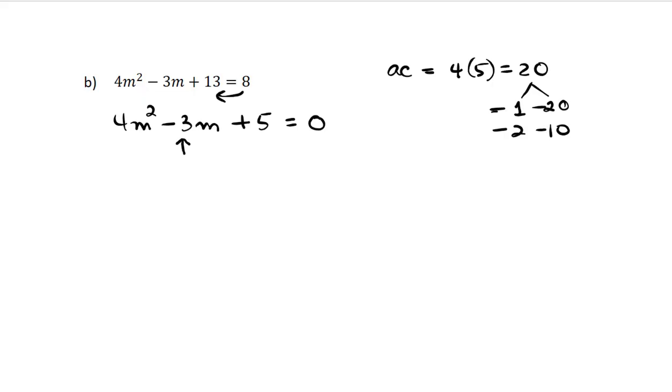Now, in order to get a sum that's a negative value, both these factors must be negative, because two negatives give us a positive product, but the sum of two negative numbers is going to give us a negative value. So our next pair would be -4 and -5. But again, the sum of these factors will never give us -3. And therefore, this equation is non-factorable.